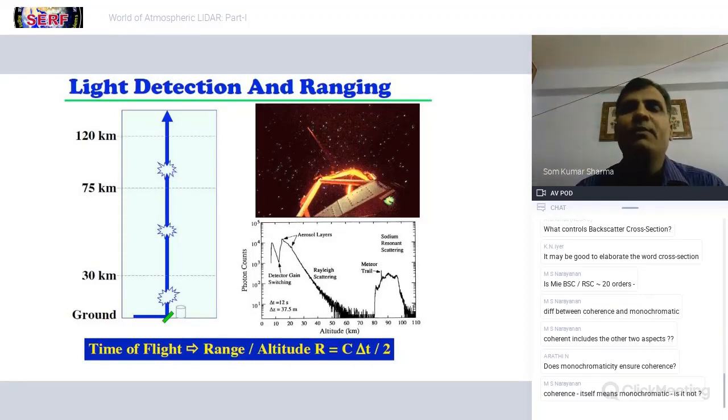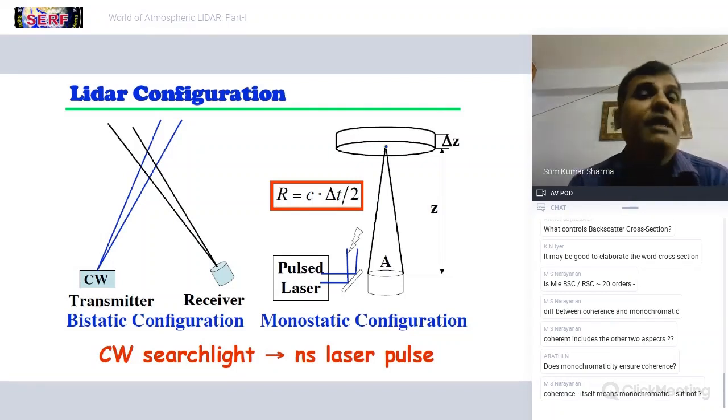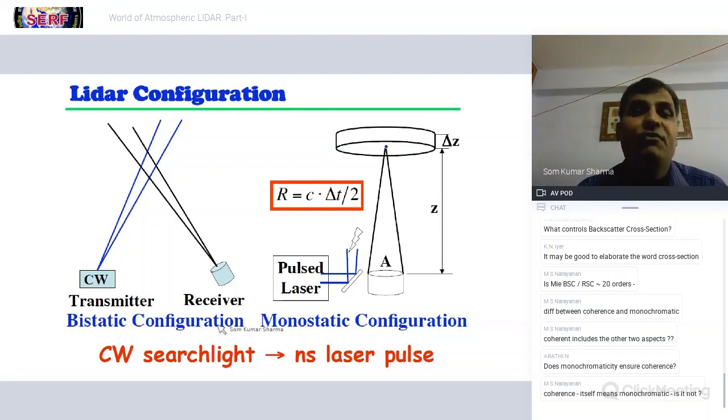So please remember, LIDAR pumps a highly monochromatic laser beam into the atmosphere. The backscattered signal is temporally received, and the time is recorded. With that time, the range is calculated, that is, from what altitude the signal is coming, and that is estimated using the LIDAR. Moving further, the LIDAR has different configurations. You can have the bistatic LIDAR, meaning the bistatic configuration.